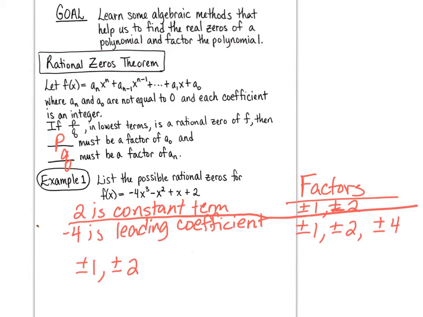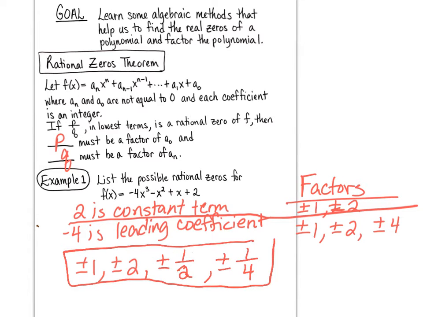Then we would have plus or minus 2 over 1, plus or minus 2 over 2. We already have that here, right? So then we would pick up plus or minus 2 over plus or minus 4. What's that going to be? Good, plus or minus 1/2. And what else do we need? Plus or minus 1/4. Good, very good. So these are your possible rational zeros. You have 8 possible rational zeros.